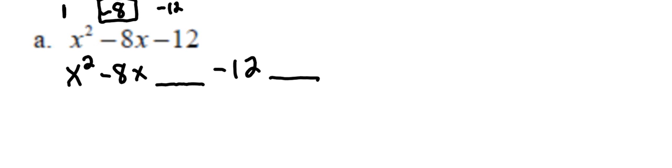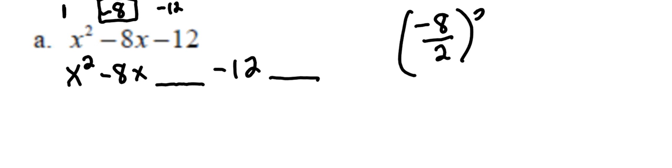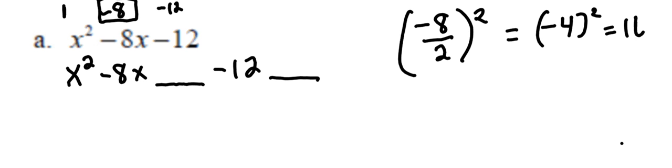Okay, so those 2 blanks, we're going to talk about those and what we need to do. But we have our B term is negative 8. So here's the rule to figure out what goes into the blank. We take the B term, we divide it by 2, and then we square it. That's what's going to go into the blank. So our B term is negative 8. If we divide it by 2, we get negative 4. And then we square that, we get 16. So the number that we need to put into our blank is a positive 16.